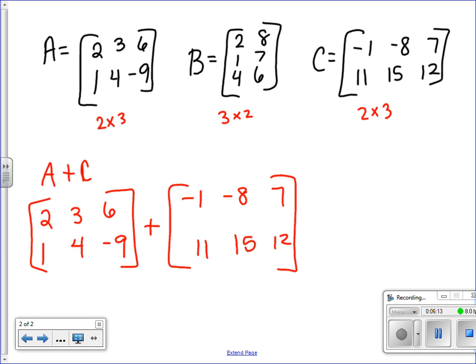So to add them, you just add corresponding elements. Like this 2 is in this upper left corner. I'm going to add it to the same spot over there. It's going to be 2 plus negative 1. What does the 3 get added to? Minus 8. Negative 5. 6 added to 7 would give me 13. 1 plus 11 is 12. Then 4 plus 15 is 19. And then negative 9 and 12.